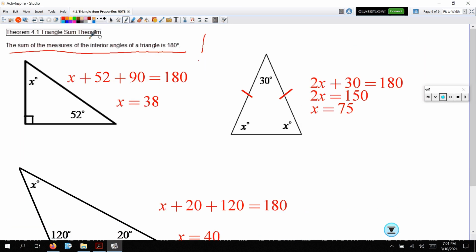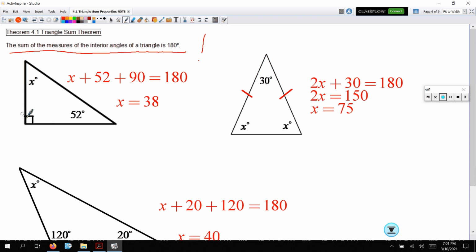All right, next is the super important rule, the triangle sum theorem. I'm really not concerned about what theorem number it is, but the triangle sum theorem states that no matter what triangle you have, small, big, doesn't matter, obtuse, right, acute, the interior sum will always equal 180 degrees.